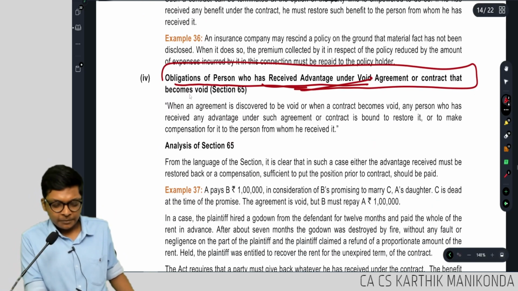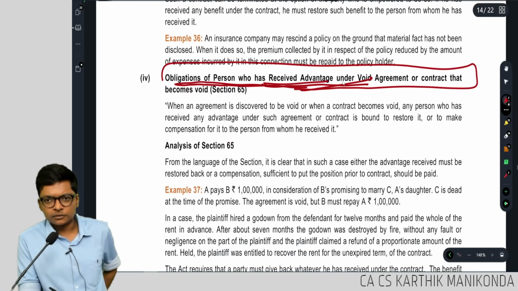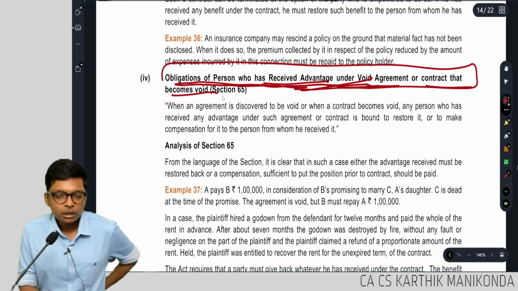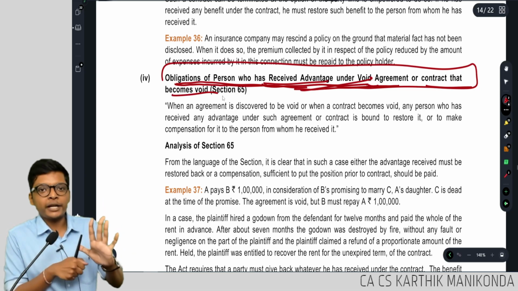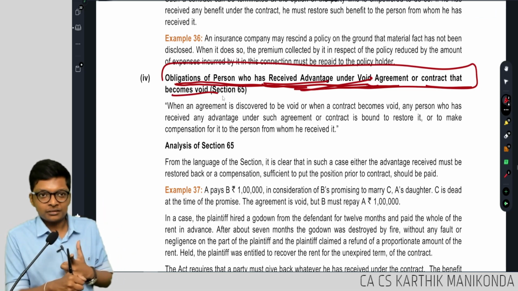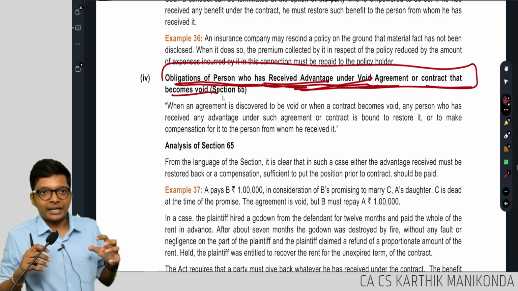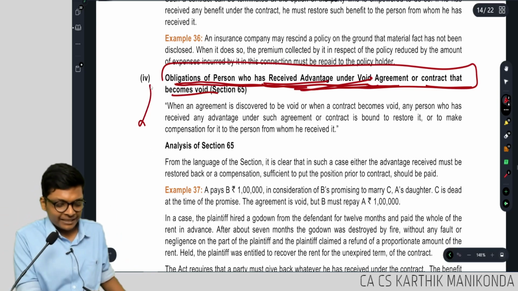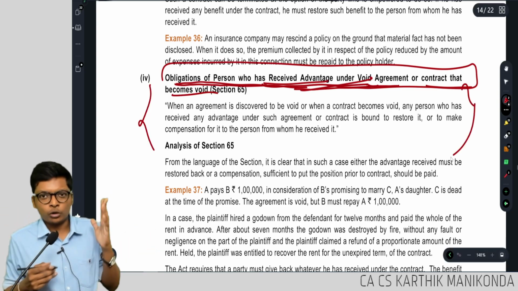This is the ticket example. Obligation of person who has received advantage under a void contract, void agreement, or a contract that becomes void. Simple. Any void contract, void agreement or voidable contract, that means it is ending the contract, and you return the benefit. Are you following, guys? Clear? There are so many examples. We can keep listing them down.